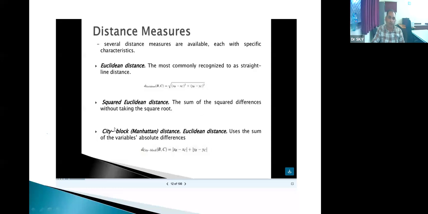Now we come to city block or Manhattan distance. This is also a Euclidean-type distance. It uses the sum of the variables' absolute differences. So what we do is take the absolute differences, that is xb minus xc, the mod of that. The absolute difference will make the negative sign positive.